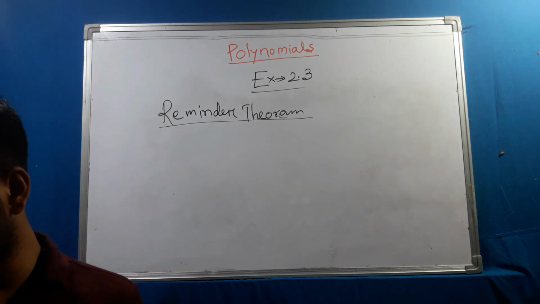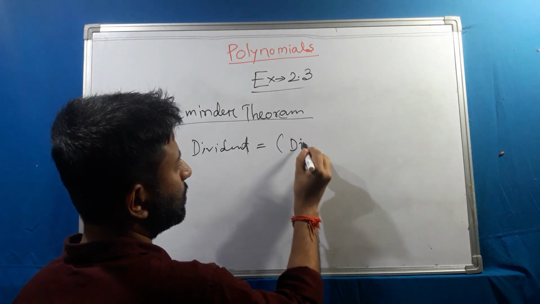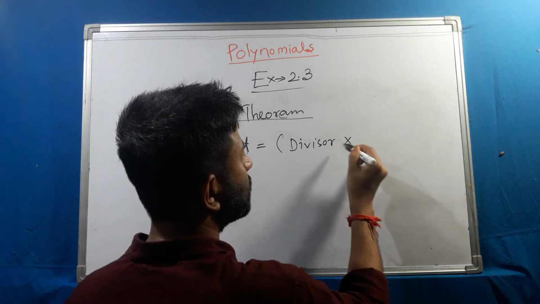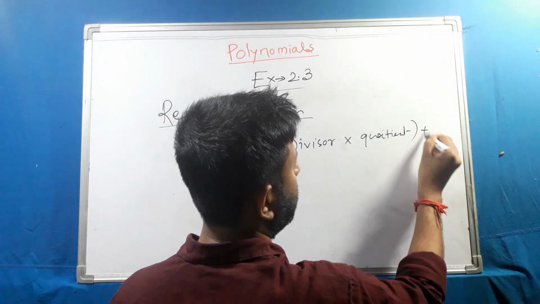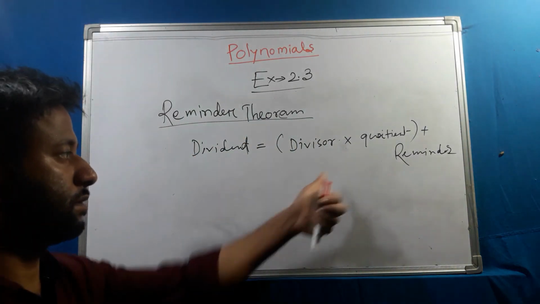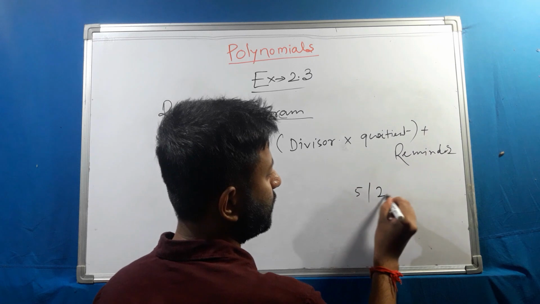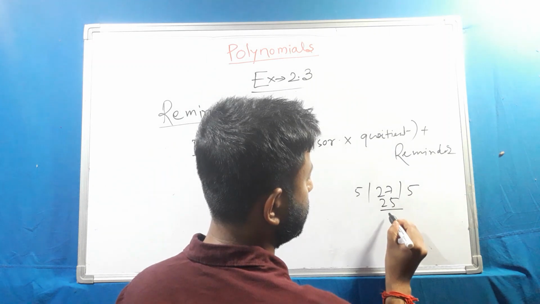Before starting the remainder theorem, I'm telling one thing that we basically know for any division: dividend equals divisor times quotient plus remainder. Okay, this is simple. Suppose I am dividing 27 by 5, so the quotient will be 5, 5 times 5 is 25, remainder equal to 2.